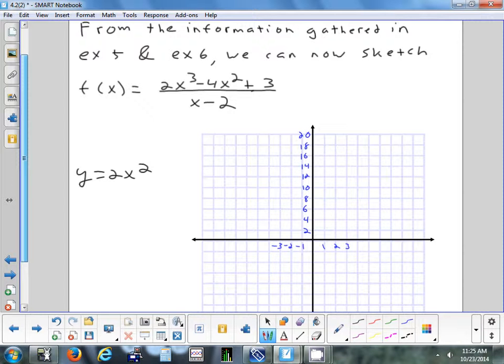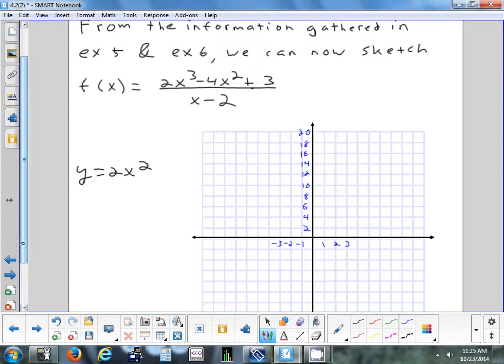Okay, make sure you notice my y-axis goes by 2's, the x-axis goes by 1's. To graph y equals 2x squared, I would just plot some points. Okay, when x is 0, y is 0. When x is 1, 1 squared is 1 times 2 is 2.